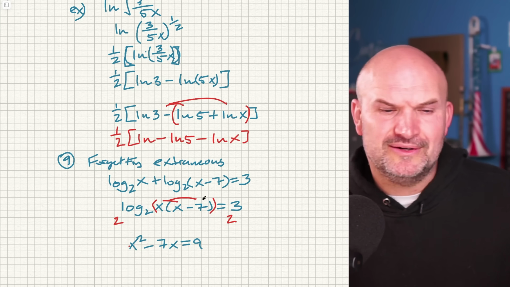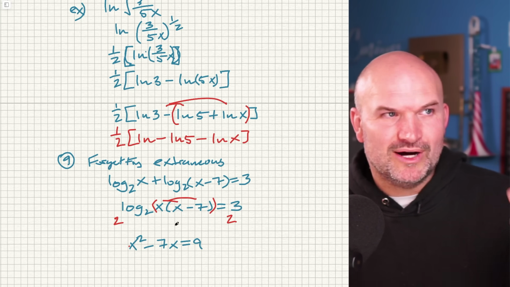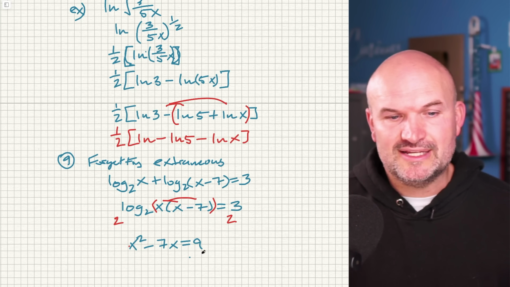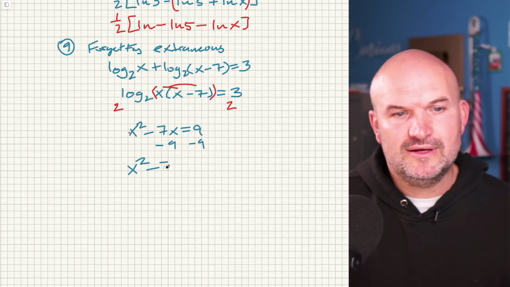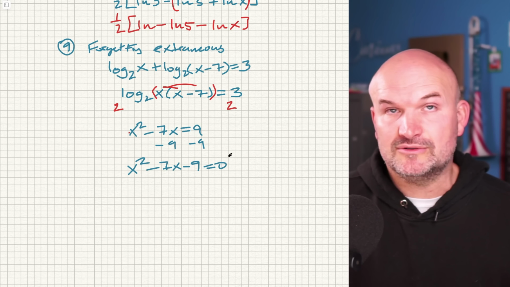Or did I say 1? I don't know. We could have 1 too. 0, 1, or 2. So the first thing I'm going to do is get this over to the same side. So I'll subtract 9 on both sides. And I get x squared minus 7x minus 9 is equal to 0.